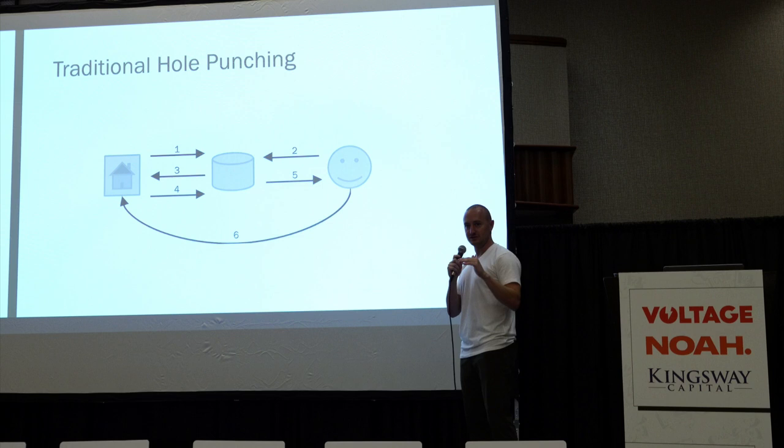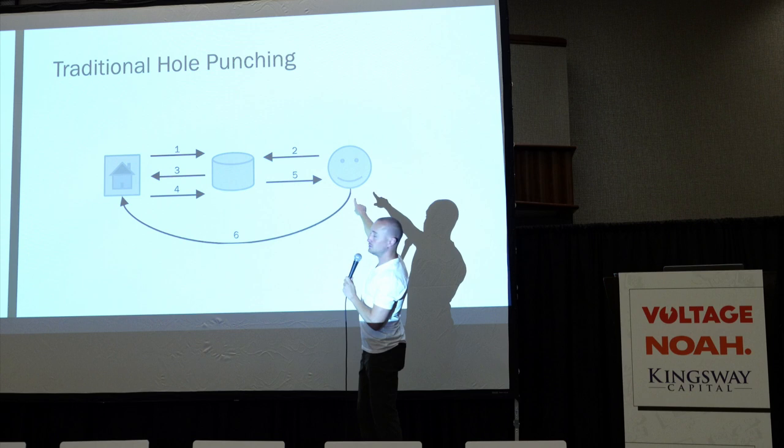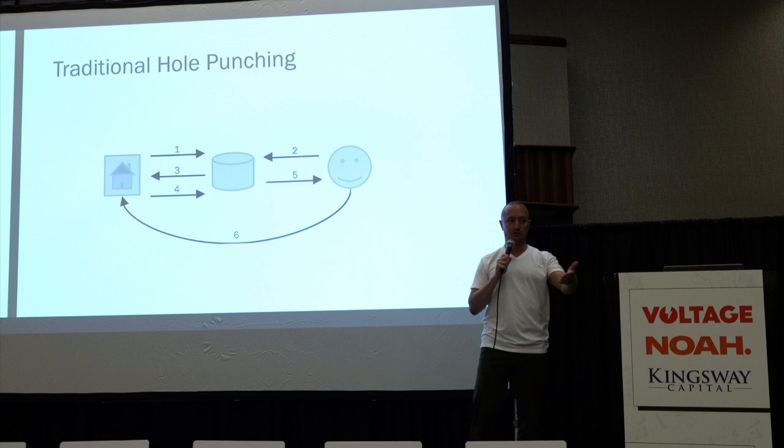First request, that home. This is your server, or the service that's running on that server. This is you at a distance. And this is some third-party server. Traditional hole punching involves a third-party server, and I'll get into why that's not great in a minute.